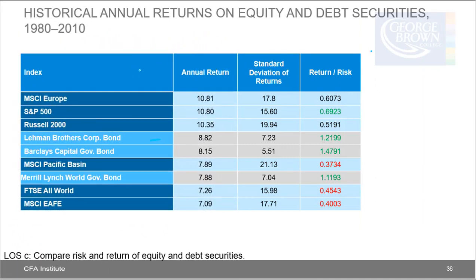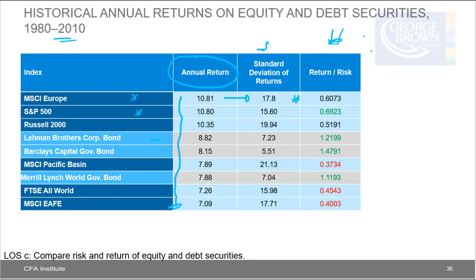Okay, this is my own slide, and what I've done is I took the table from the text, put it into Excel, and then I did a sort on annual return from highest return to lowest. You can see the annual returns are now sorted. So what you should expect to see at the higher annual return is a higher level of risk as measured by standard deviation of returns. So the MSCI Europe from 1980 to 2010 had a slightly better return than the S&P 500, but its risk was a little bit higher, okay?